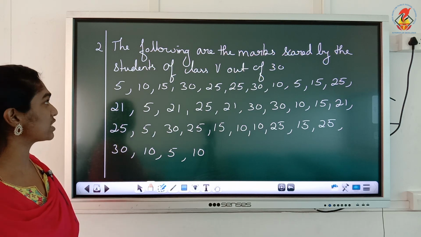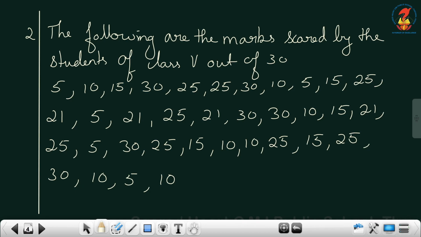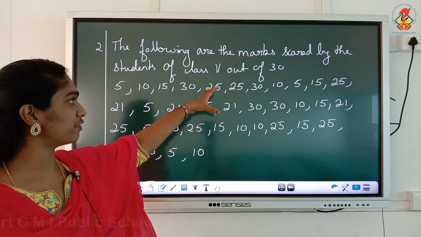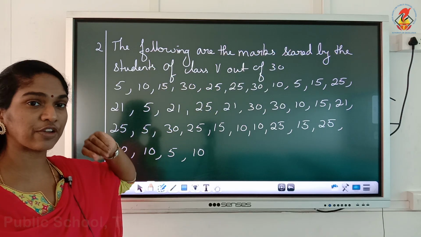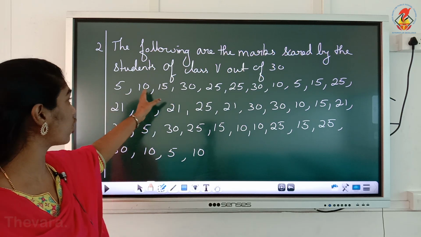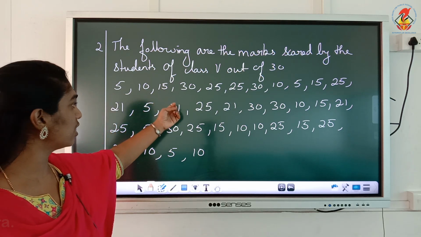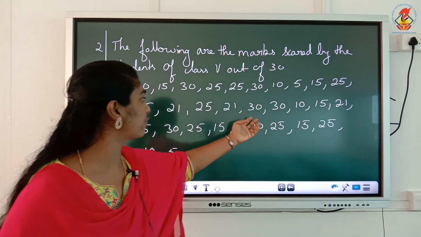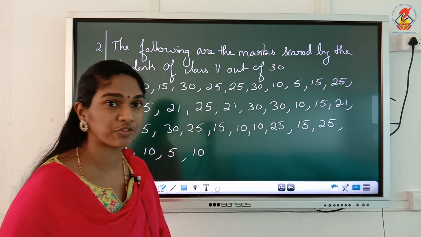Here you have another question. The following are the marks scored by the students of class 5 out of 30. Class 5 students. These many students are there, and we have taken the marks they have got out of 30. Some of them have got 5, some of them have got 10, some have got 15, some have got 25, some have got 21, some have got 30 out of 30.